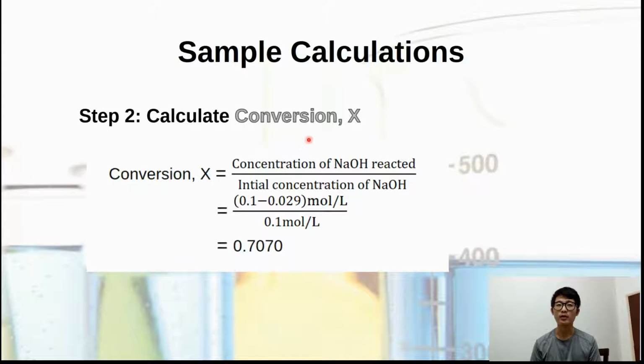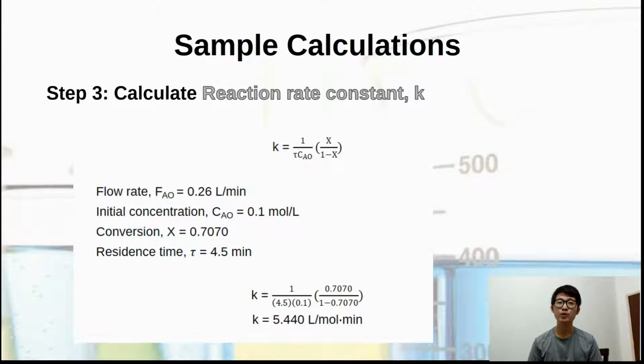Conversion X is the ratio of feed consumed or the ratio of the product formed. In this experiment, conversion is concentration of NaOH that has reacted divided by initial concentration of NaOH. So the concentration of NaOH reacted is the initial concentration minus the concentration that has not reacted, and we get 0.7070. Step 3. We calculate reaction rate constant K.